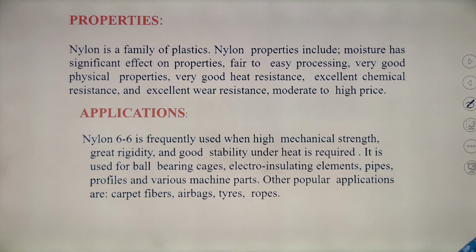It is a family of plastic and its properties include: moisture has a significant effect, easy to process, very good tensile strength, good mechanical property, good heat resistance, etc. We can write the properties of nylon 6 here. Application again here: it is used for making coats, ropes, some medical instruments because of good sterilization property. It can be dyed in any color, and can be used in carpet fibers, airbags, tires, ropes, etc.